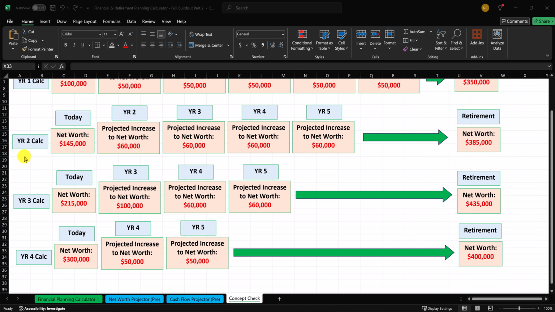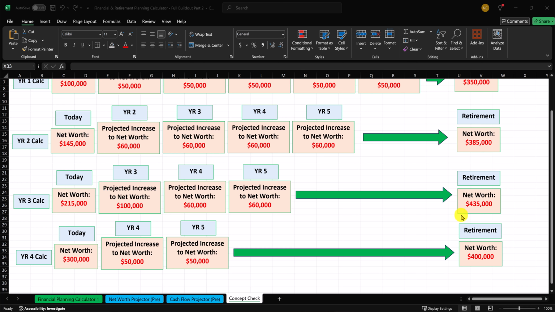So for example, as of year 2, we were projecting 145 plus 60, which is 205, to be our net worth at the end of year 2. But when we get to the start of year 3, we determine that it's not 205, it's actually 215. So we refresh the starting point here. Let's say we're expecting $60,000, but we're also expecting a big bonus, maybe a $40,000 bonus. So that gets included in here. Now we have a $100,000 net worth increase projected for year 3. We remain at $60,000 for the subsequent 2 years, resulting in a projected net worth at retirement as of year 3 of $435,000.